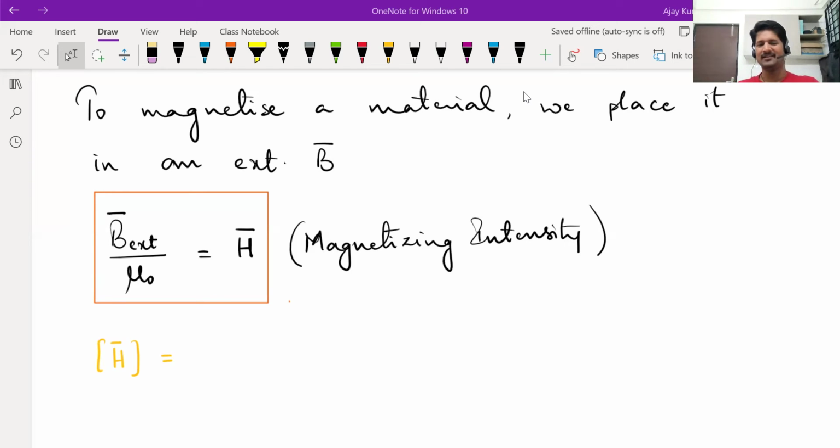Yes, just tell me, how did you try to derive the dimensions? Sir, first I derived the formula of magnetic field, then I divided it by mu naught. You remember the dimensions of mu naught? No, sir, I was deriving. Okay, you wasted time. That is a lengthy approach.